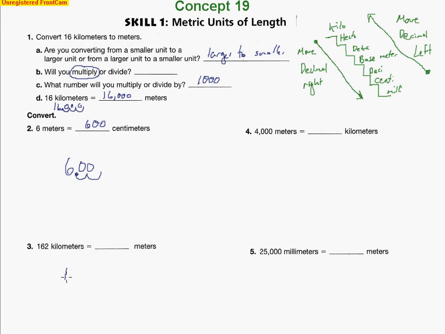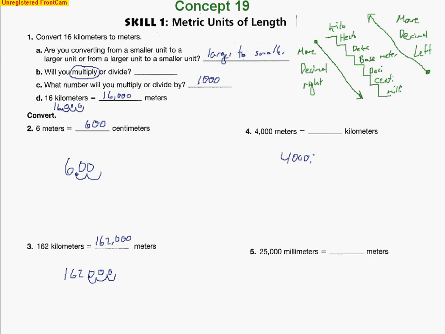Taking a look at number 3 there, 162 kilometers. Now I'm up here at kilometers, going down to meters, going from a big unit to a small unit. So 1, 2, 3 spaces. Use the decimal 1, 2, 3 spaces. So I'm adding those 3 zeros, so 162,000.